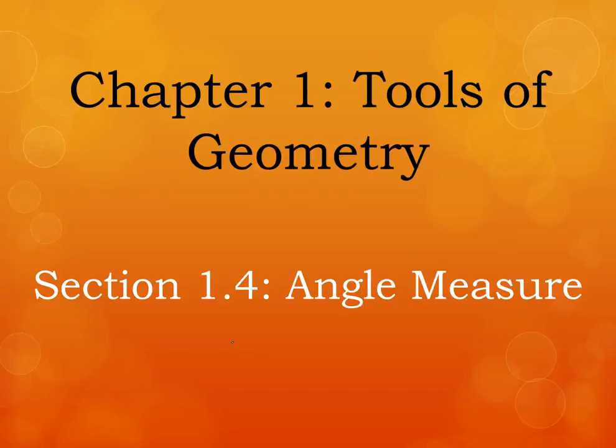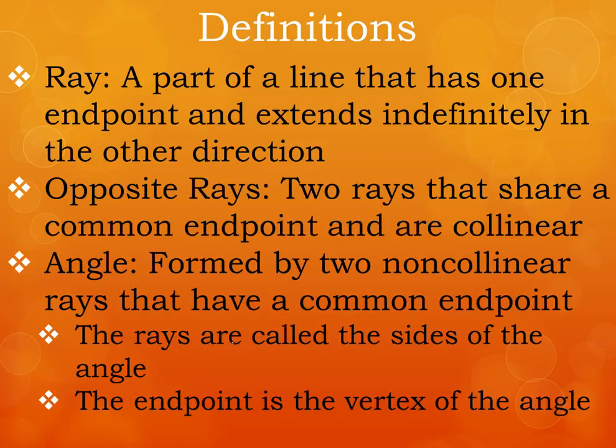Alright, so today we're going to talk at the beginning about angles and their measures. So first, a whole bunch of definitions. A ray is a part of a line that has one endpoint and extends indefinitely in the other direction. So it's pretty much a combination of a line and a line segment. It has the endpoint that a line segment has, but it keeps on going forever in one direction like a line will do. Opposite rays are two rays that share a common endpoint but are considered collinear.